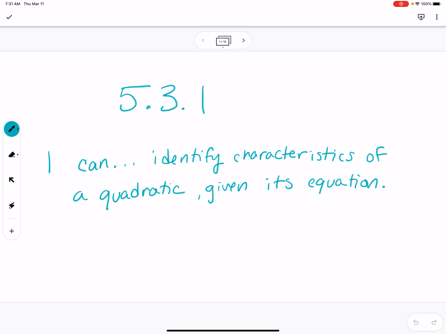Today we are looking at learning target 5.3.1: I can identify characteristics of a quadratic given its equation. Previously we've identified characteristics. The difference between this learning target and what we've done in the past is that we are looking at the equation of that quadratic, not just the graph. So only looking at numbers, what can we tell about it?